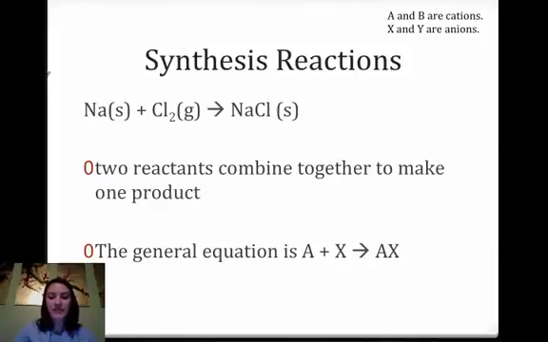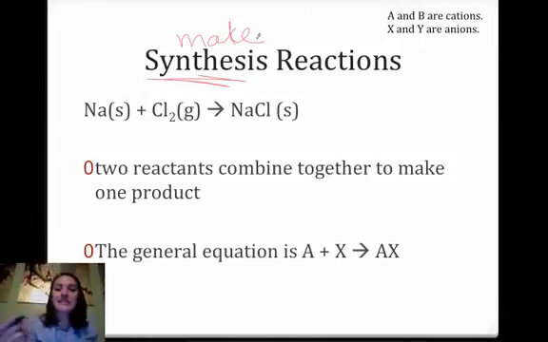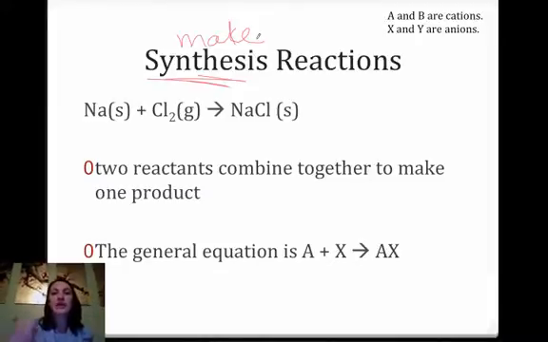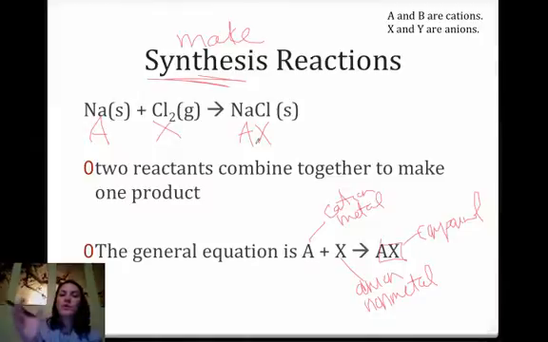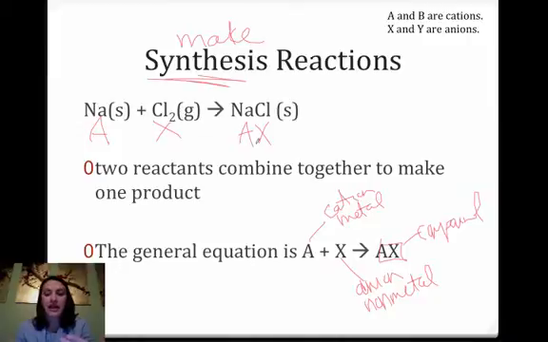If you think about synthesis, it's something that is created, something that you make. So synthesis reactions are going to take 2 or more elements and combine them together to form one product. If we created a general equation, we would have A plus X yields AX. The A is any cation, like a metal, and the X is an anion, like a nonmetal. When they combine together, they form a compound. An example is shown up here: we've got A, our metal, which is sodium, plus Cl, our nonmetal, yields AX, table salt, our compound. So 2 or more elements that combine together to form one compound are synthesis reactions.